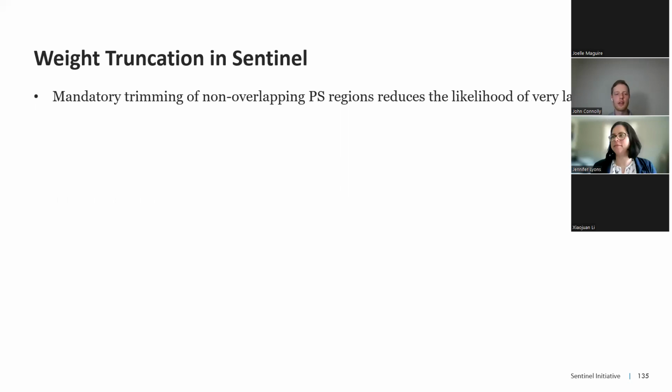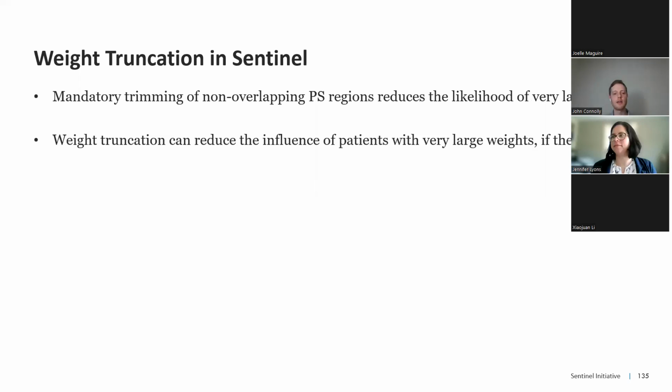So we try to avoid this by design a little bit in the Sentinel tools by, again, doing that mandatory trimming we talked about before. This excludes some potentially unusual patients from the tails of the distribution. But in the event you still have patients with very large weights in the data set, we do have some ways of dealing with them. And that is, again, that we have the option to perform a weight truncation.